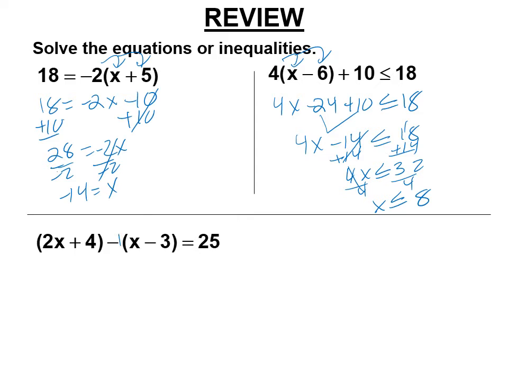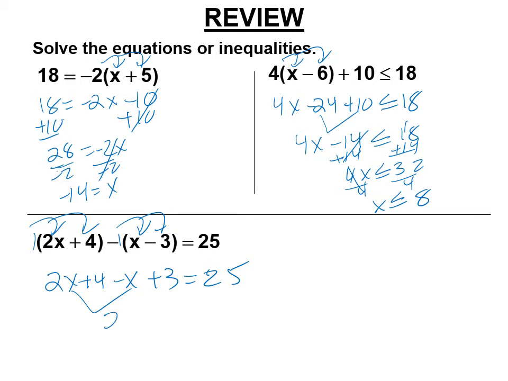Here you're distributing a -1. Here you're distributing a +1. No big deal. 2x plus 4 minus x plus 3 right there. Make sure you get a +3 there. You distributed a -1. Combine your like terms. 2x minus x is x. I almost wrote 3x, right? 2x minus 1x is x. 4 plus 3 is 7. Subtract 7 from both sides, and x equals 18.